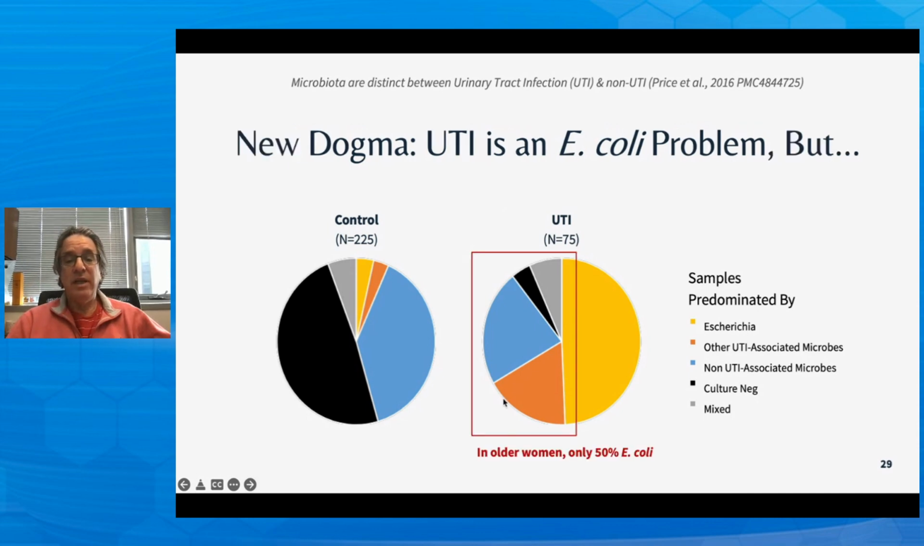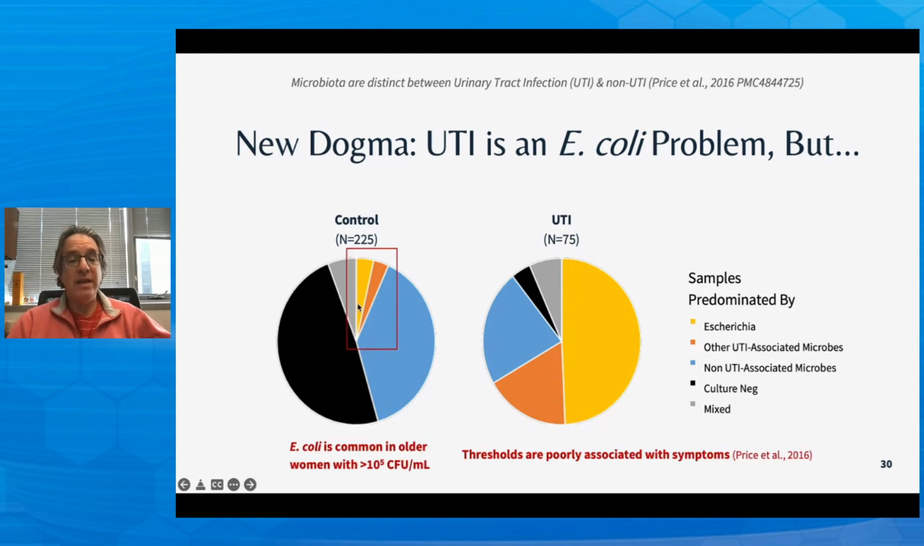So here's the deal. Only about 50% of older women have E. coli associated with their UTI-like symptoms. The other 50% not. Furthermore, E. coli is common in older women. And in this case, this is greater than that threshold that the standard urine culture test usually uses, right? 10 to the 5 colony-forming units per mil.